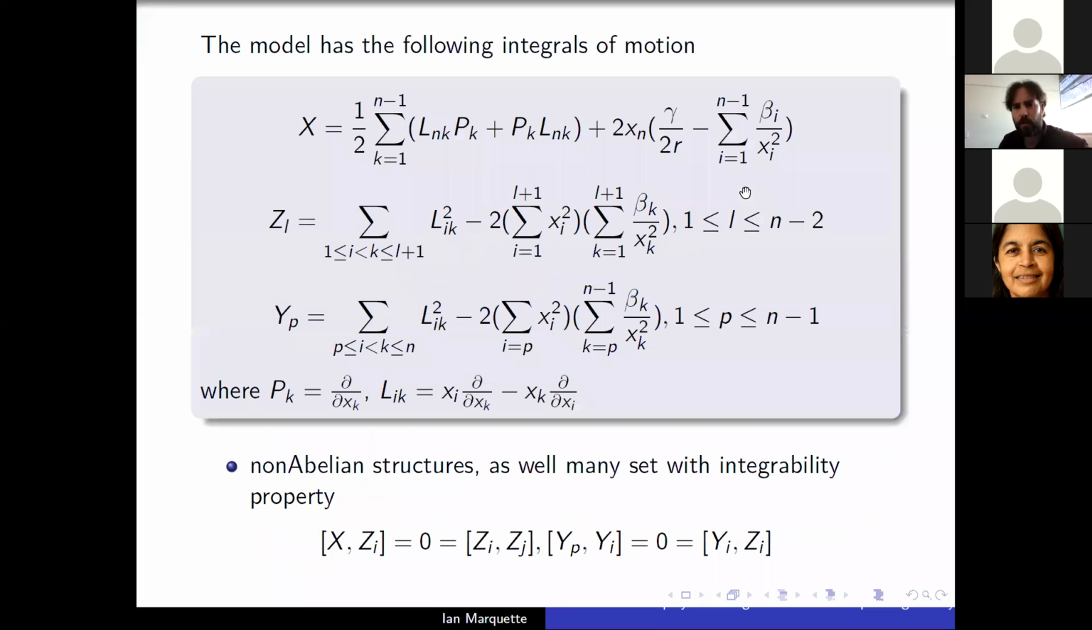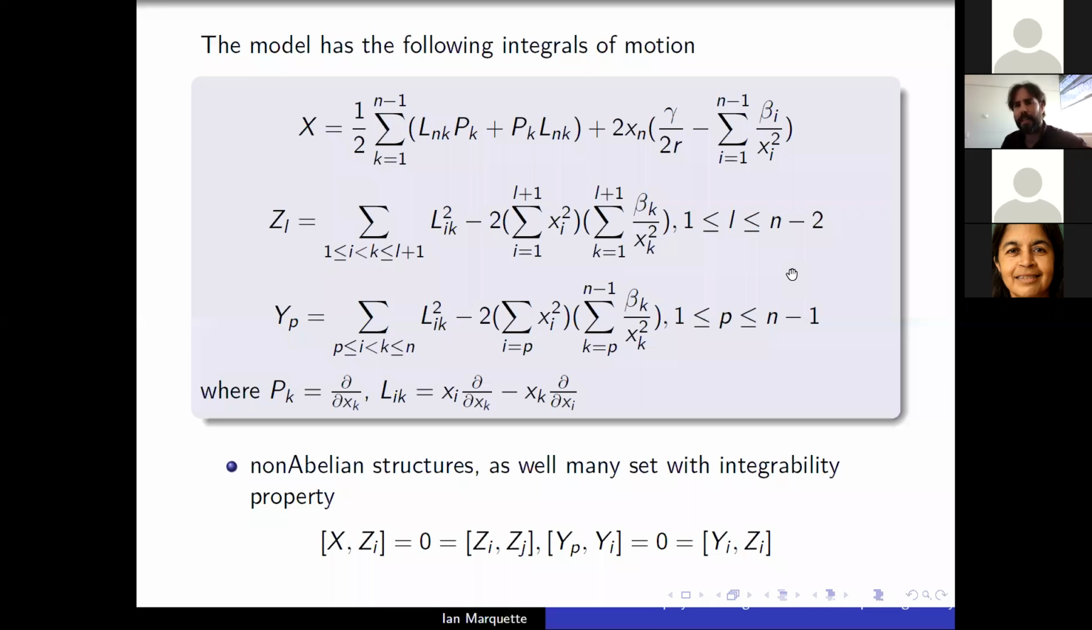But what I want to point out is that there are 2n-1 integrals of motion in classical and also quantum mechanics. So this integral X can be understood as a Kepler generalization of the Runge-Lenz vector here. And there are integrals Z_L and Y_P. So they depend on the angular momentum squared.